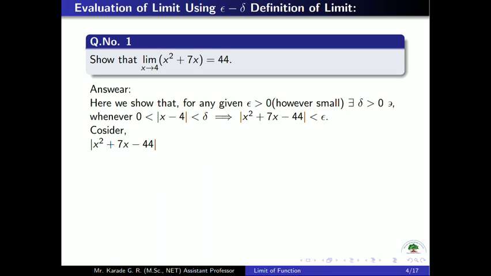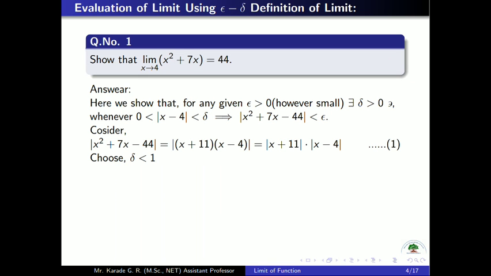Consider the quantity mod of x square plus 7x minus 44, and it is equal to mod of x plus 11 into x minus 4. So these are the two factors of this quadratic expression, and it is equal to mod of x plus 11 into mod of x minus 4.